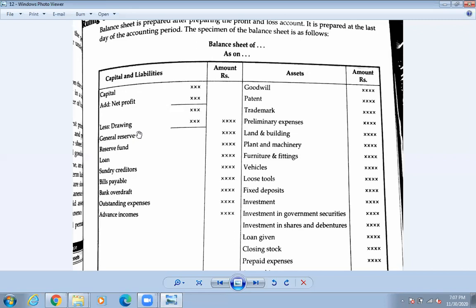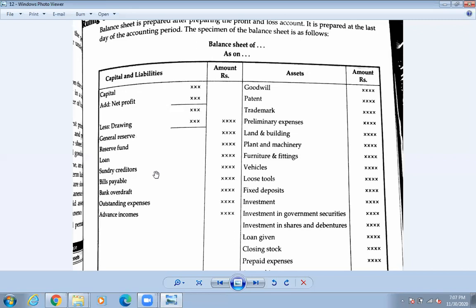Ram le chai linu parne baki cha, that means he will get the money in the future. He will get the money in the future, so that is called the receivable. Receive bhako chaina tara receive hunu baki, that is called the receivable. Receivable chai is recorded in the asset side. Tyo sampatti ho kinabhane tyo pani auncha, hami sanga nai auncha.